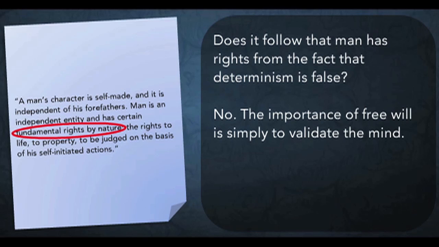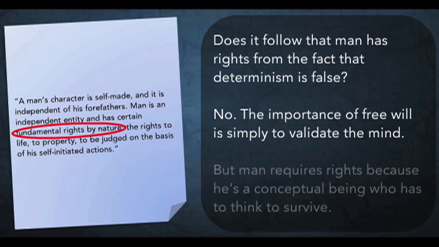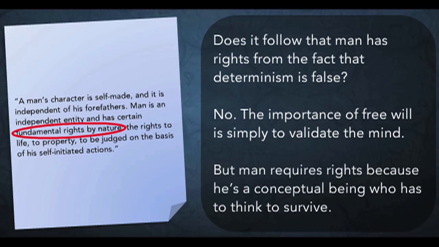You have to keep your eye on the main target here. The main point is man is a rational being. Determinism is an assault on that, and therefore you have to fight for free will. But the reason man requires rights is not simply because he's free, it's because he's a conceptual being who has to think in order to survive, you see. And by tying it to determinism, you make it per se not defensible. You see, your priorities are not entirely straight, and you'll see that comes out a little later.